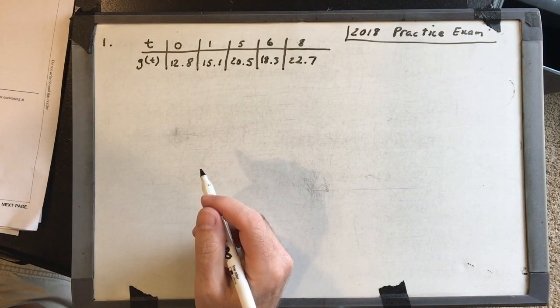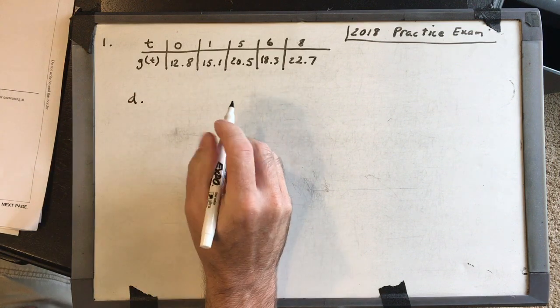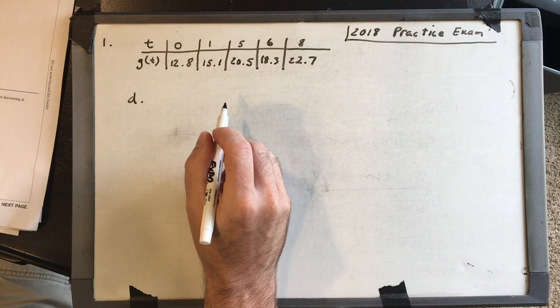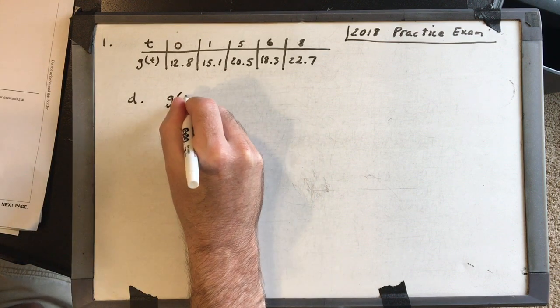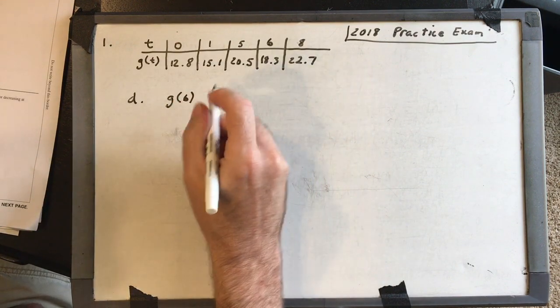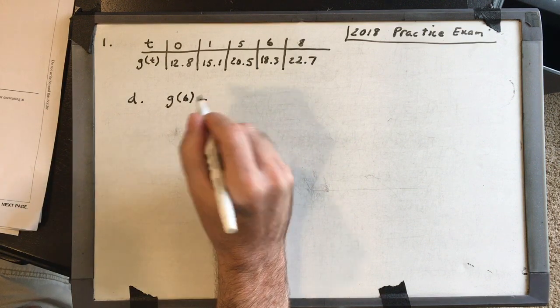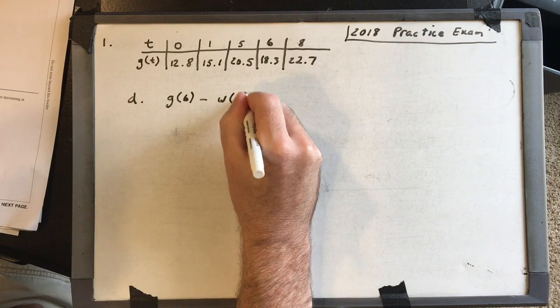All right, let's take a look at part D. Part D says, based on the model in part C, is the amount of unspoiled grain in the silo increasing or decreasing at time t equals 6? Well, all you need to do is the amount of grain added at time t equals 6 is g of 6, which we know is 18.3. And then the amount of grain that spoils at time t equals 6 would be w of 6.